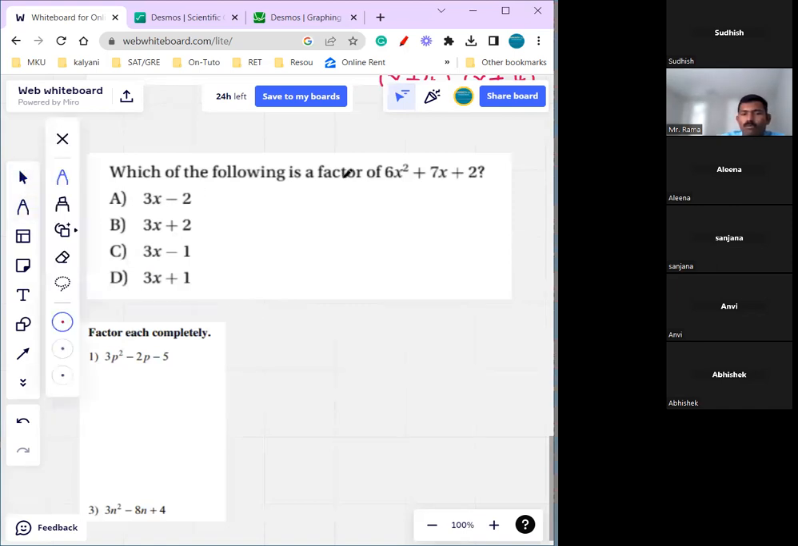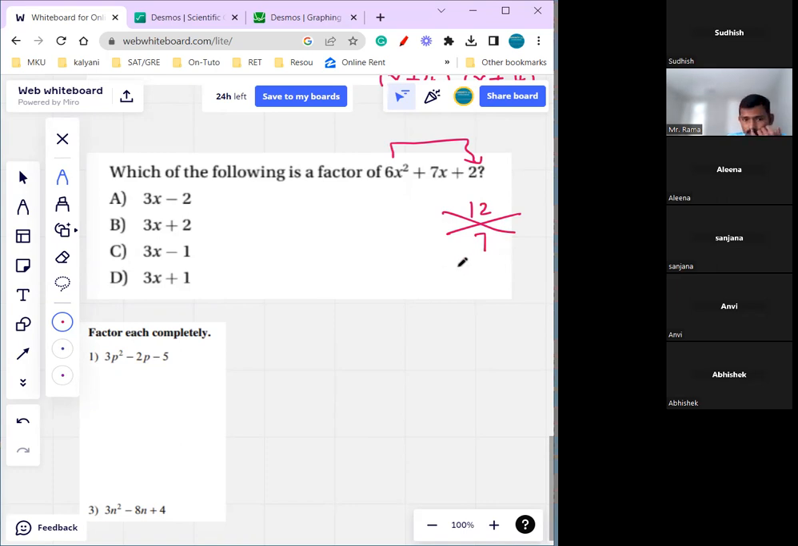So before, in the questions we did, we didn't have any coefficient before the x squared. But this one we have a coefficient. So what you do, you multiply these two. When you multiply these two, you're going to get a 12. So you do the same thing again: multiply, you get a 12. Add or subtract, you need to get a 7.